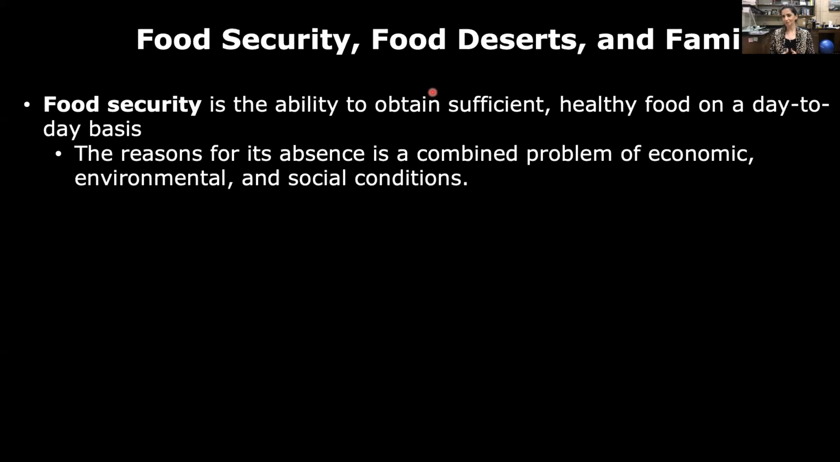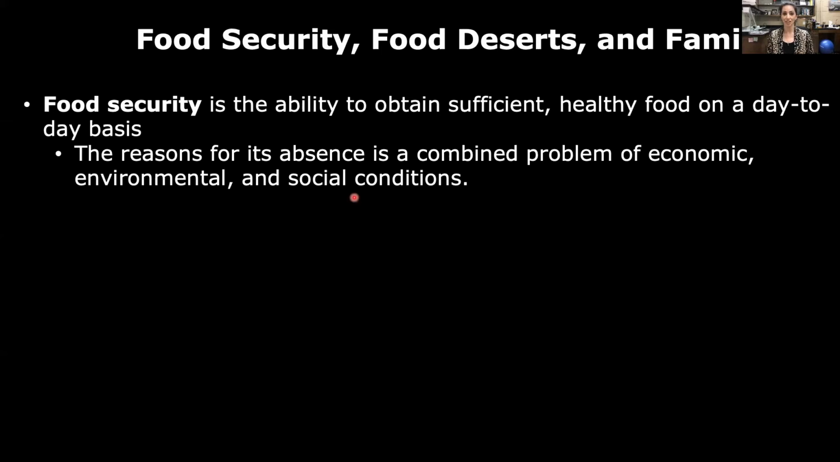All right. So getting into the idea of food scarcity and malnutrition, food security is the ability to obtain sufficient, healthy food on a day-to-day basis. The reasons for the absence of food security across the globe and in the United States is a combined problem of economic, environmental, and social conditions.